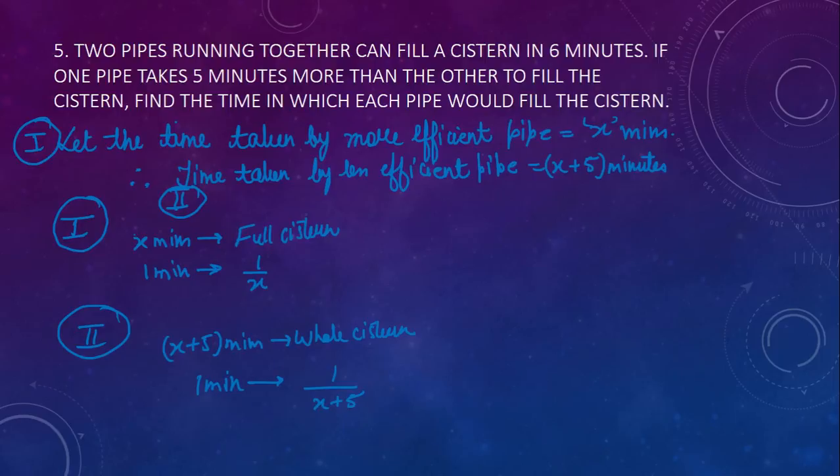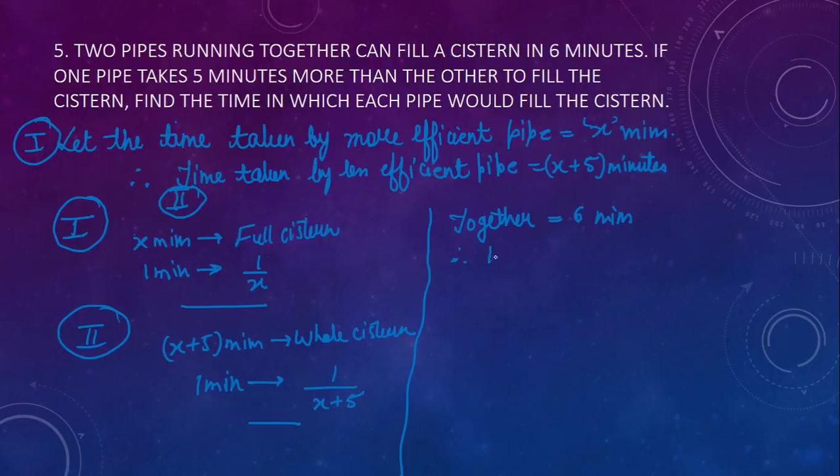So this is where the trick comes. If you get this idea, you are done with this question. These pipes, in 1 minute, are able to fill up 1 by x and 1 by x plus 5 respectively. Now we come to our main part, that two pipes together can fill it in 6 minutes. So much quicker. Together they fill it in 6 minutes.